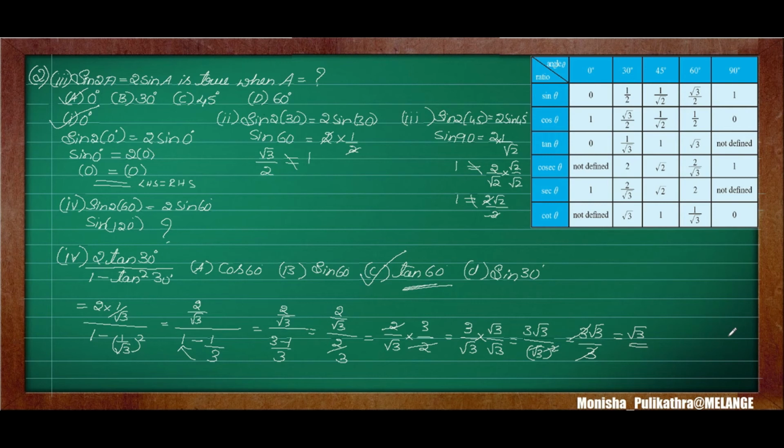So I hope you understood the problem. You have to just simplify it and you have to note down which is the most probable multiple choice question answer out of 4.